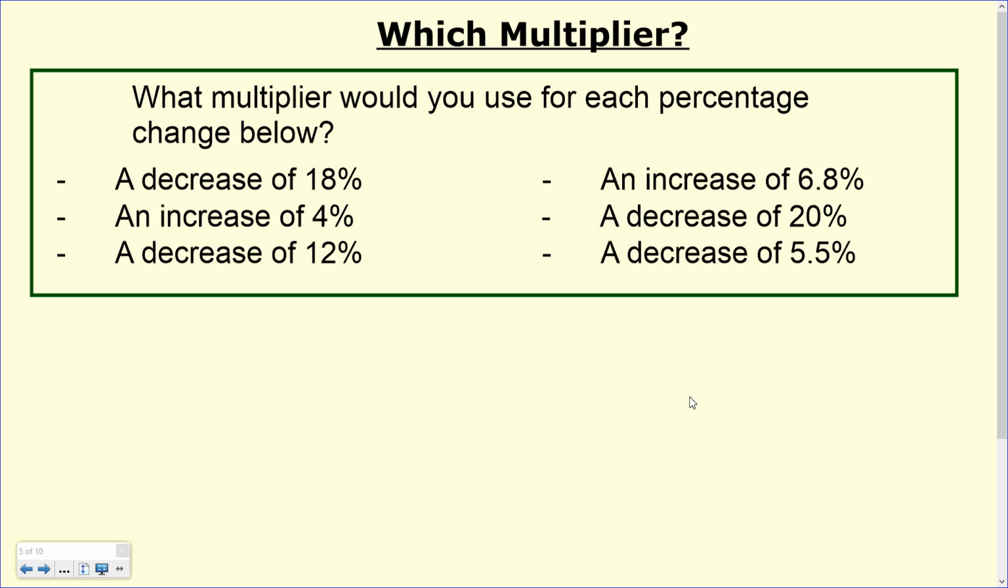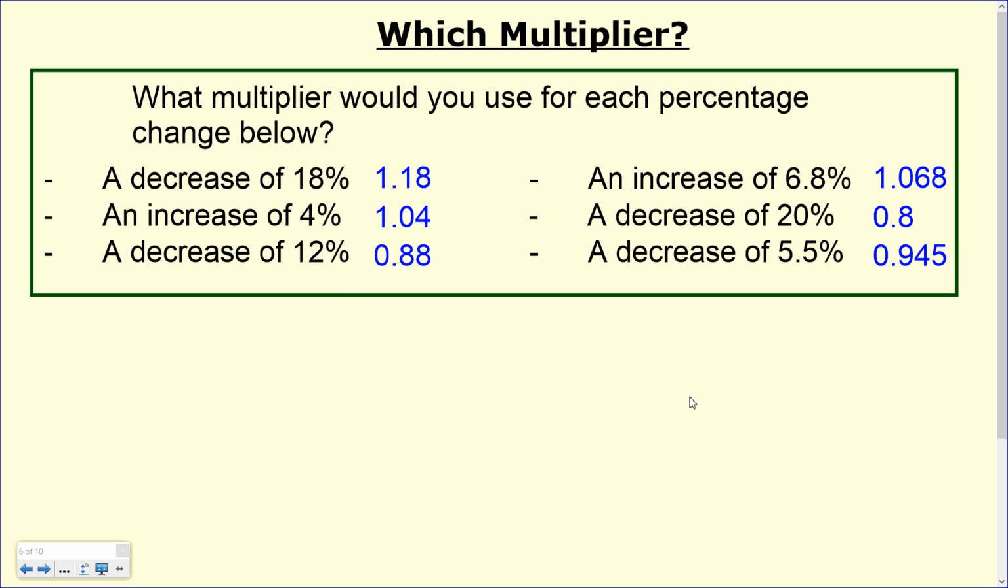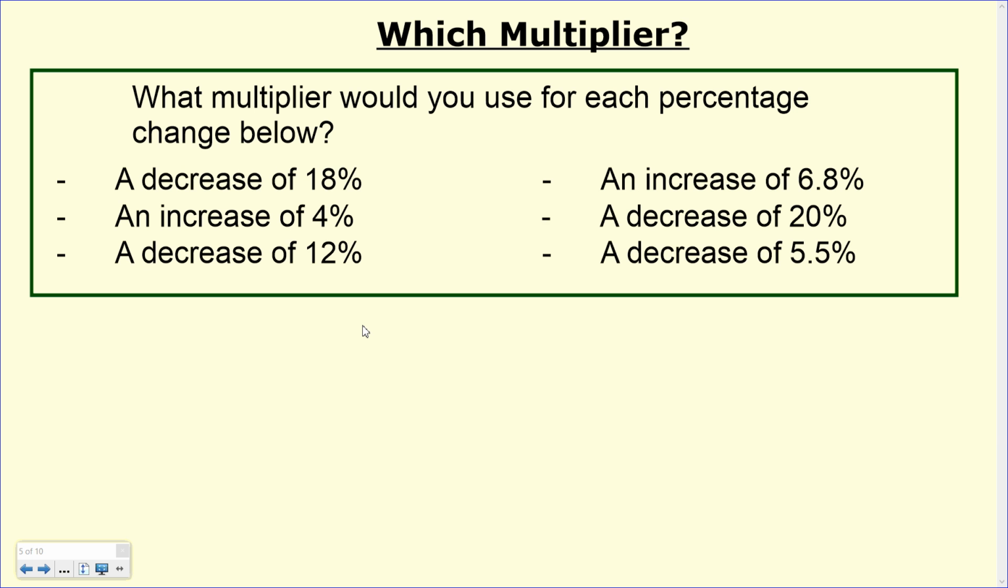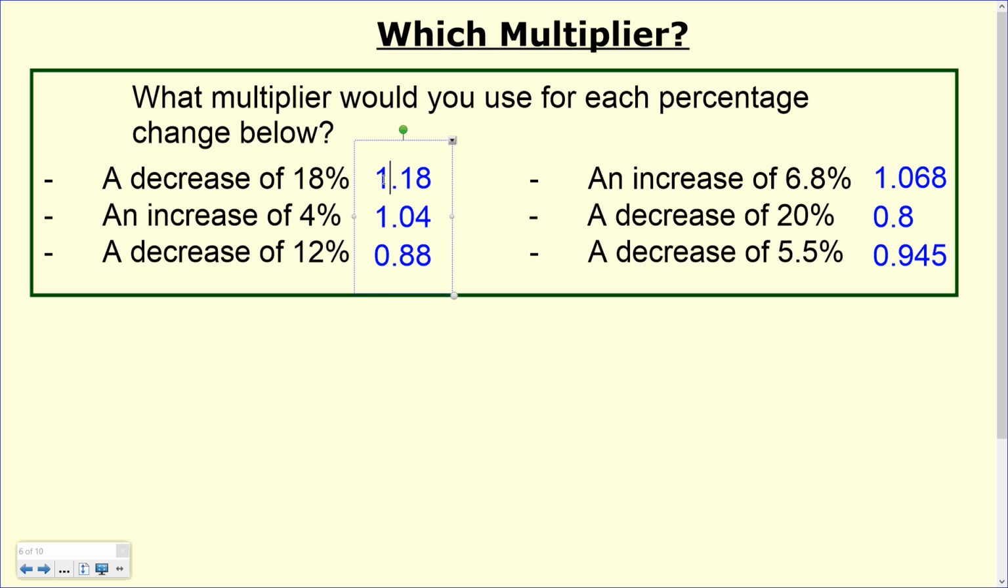And now we're going to look at the answers of that. So just to go through these, a decrease of 18% would actually be 0.82, not 1.18. I've misread that as an increase. An increase of 4% would be 1.04. A decrease of 12% would be 0.88. An increase of 6.8% would be 1.068. A decrease of 20% would be 0.8, and a decrease of 5.5% would be 0.945.